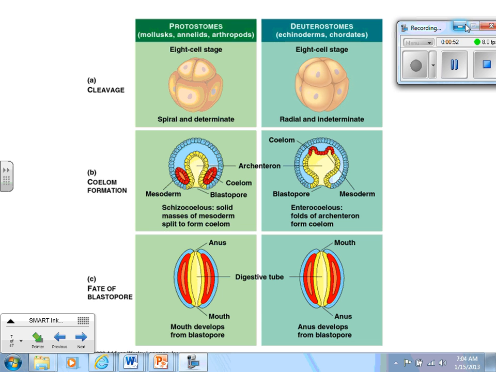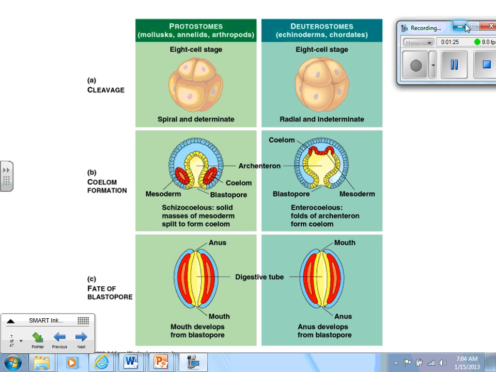So the protostomes start off during cleavage. Their cleavage happens in a spiral pattern, and it's determinate. That's the key thing to understand, the determinate part. Determinate means once they split, what they're going to be is already determined. So they really stop being capable of becoming anything. By the time they've done cleavage, what they're going to become is determined. That's what determinate means here.